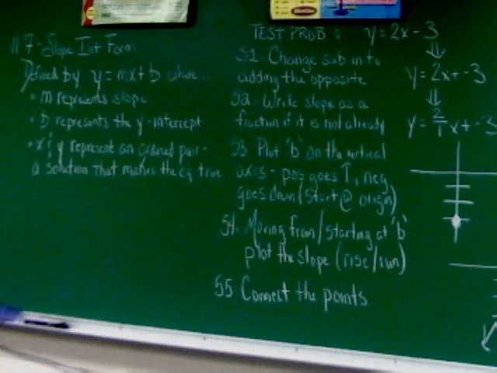Step 3, you're going to plot b on the vertical axis. Positives go up, negatives go down, and we start at the origin. B is that very last number, so it's this negative 3. That's the first thing you have to plot. That's always going to be on the line that goes up and down, the y-axis. So if you don't have a dot on that line to start, you've already messed up. So since it's negative 3, I'm going to start at the origin and go down 3, put a dot.